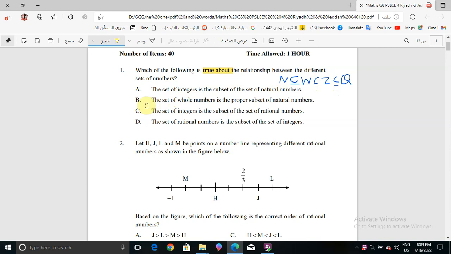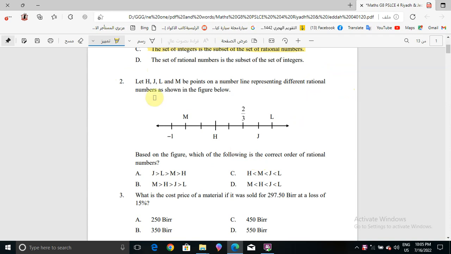Now in choice B, the set of whole numbers is a proper subset of natural numbers. The same thing, no, it's not correct. In choice C, the set of integers is a subset of the set of rational numbers. Yes, that is correct. So choice C is the correct answer for question number 1.